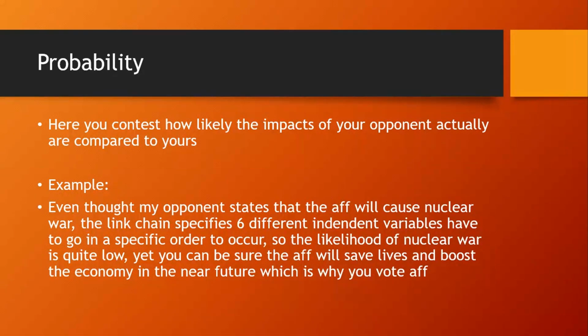So you're saying you should vote on probability. Even if nuclear war is a large impact, the probability of it actually occurring is so small that it's probably not even going to matter whether or not you vote AF or neg, since it might cause a nuclear war anyway. However, if you vote AF, you know for sure you're going to save lives and boost the economy. So you shouldn't vote neg to try to prevent the maybe possibility of a 1% chance of a nuclear war that might have happened anyway.